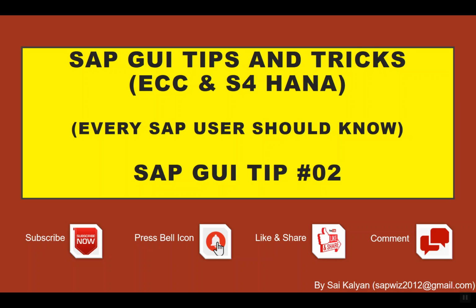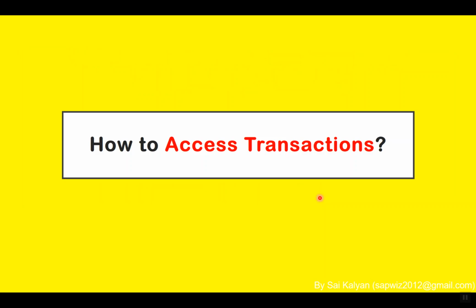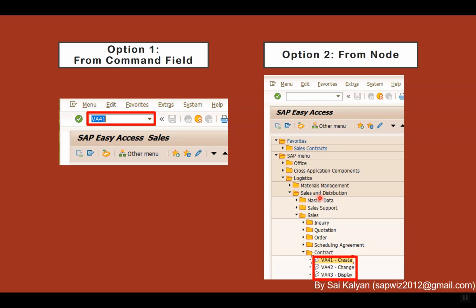Today we will discuss tip number 2. How to access a transaction? There are two options. Option 1 is to enter the transaction code in the command field, as you see here. Option 2 is to traverse to the folder where you want to choose the transaction and select it. So you have to logically see. If you are from a supply chain management background, you need to go to logistics, and in logistics you will be able to see the right folder, and from that folder you can select the screen.